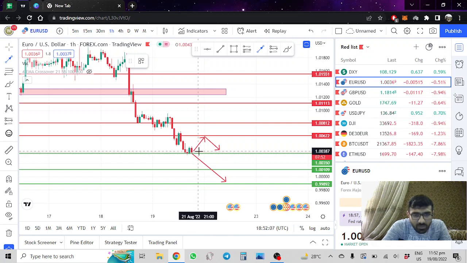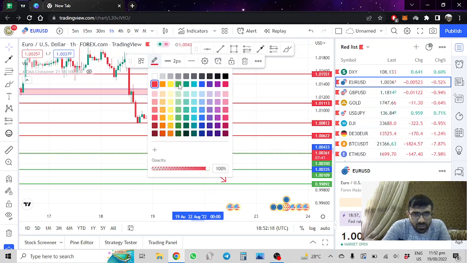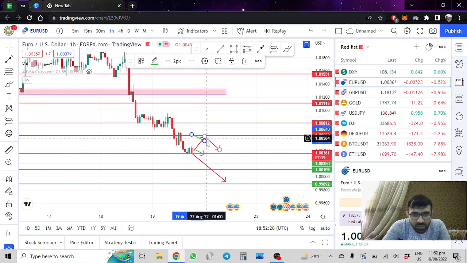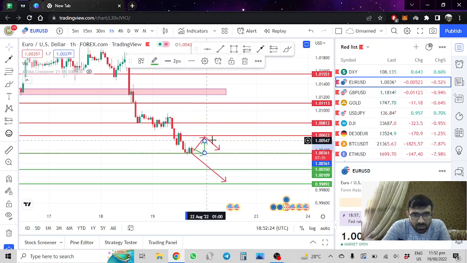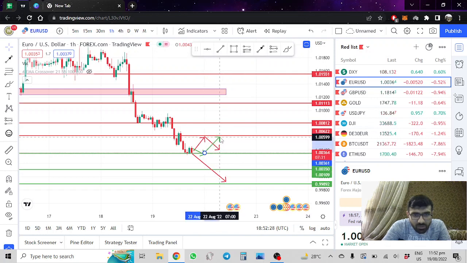So the market tests this area, something like this. Okay, the market tests this area. Let me make this green, as this is a buying opportunity that I am creating for you guys. And the market closes above. Okay, if the market closes above, then maybe you can buy till here.